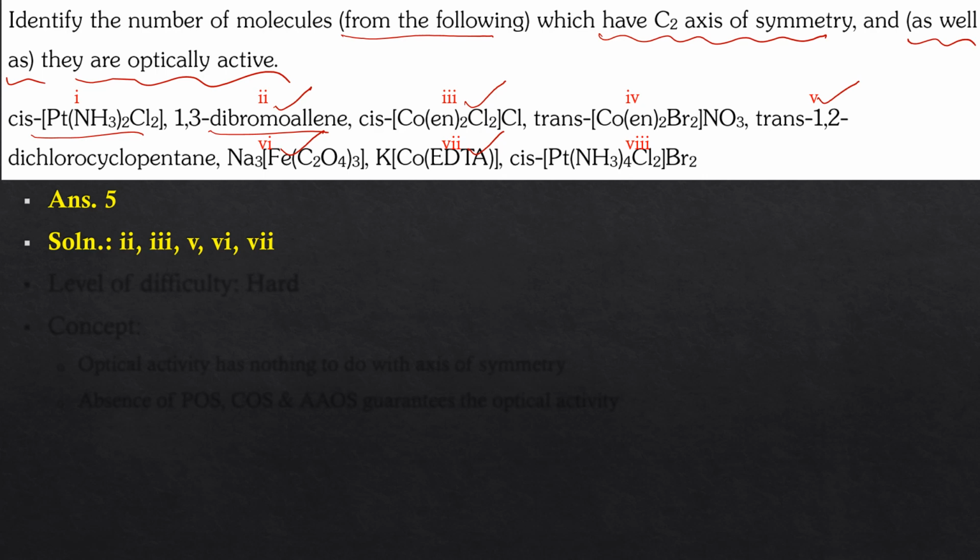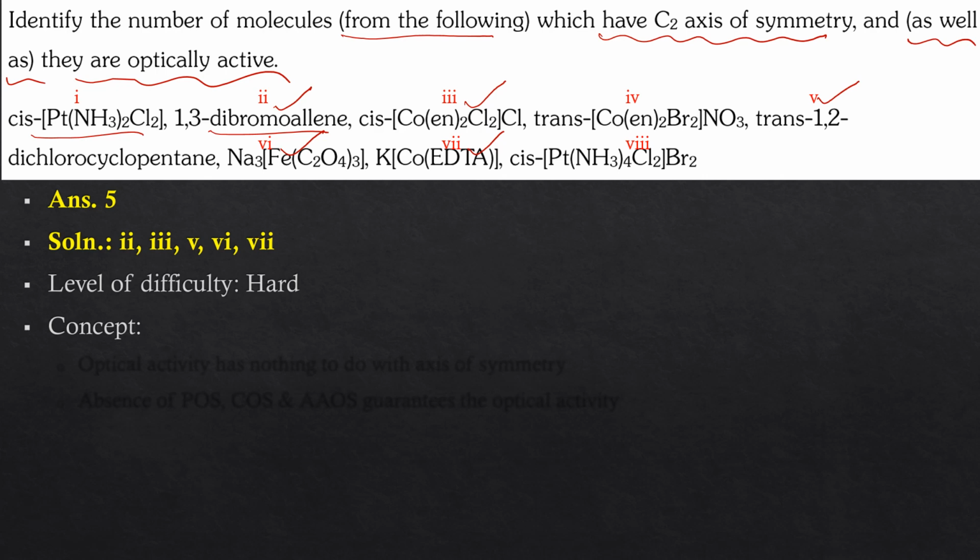Now we'll go a little deeper into all the details of these different compounds. First of all, this question is literally at a higher level of difficulty. Of course it is, because we are going to see the axis of symmetry, not just the optical activity. Both things we have to look into. Also, the important point to note is the misconception many students have that the axis of symmetry can be the condition of optical activity.